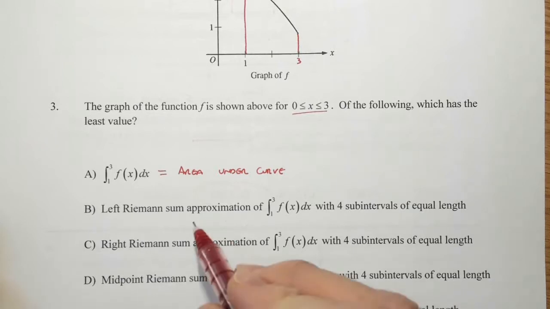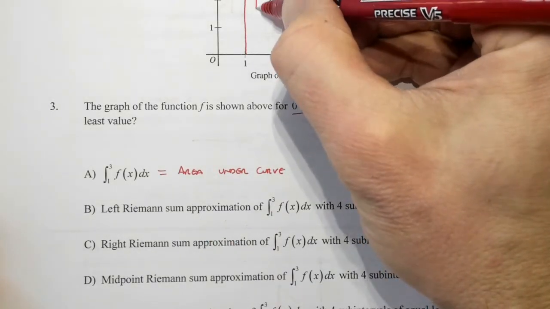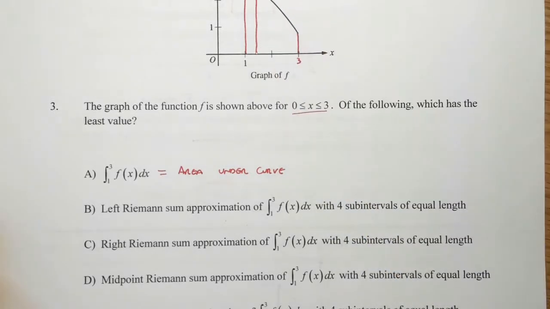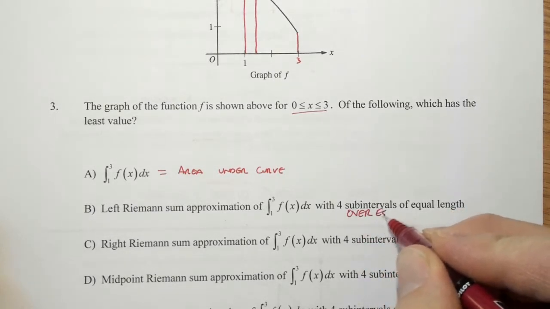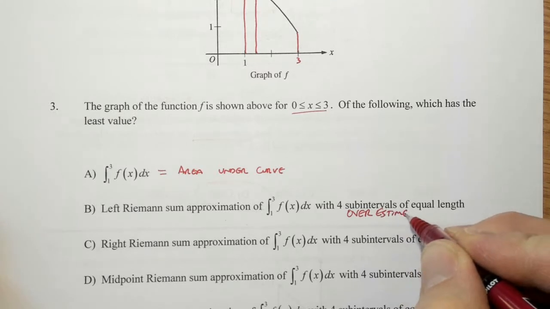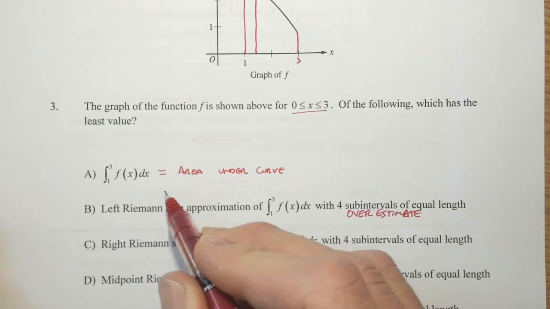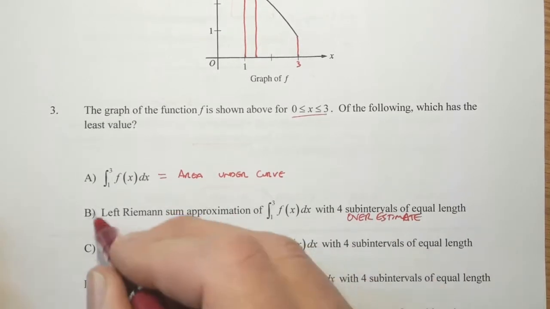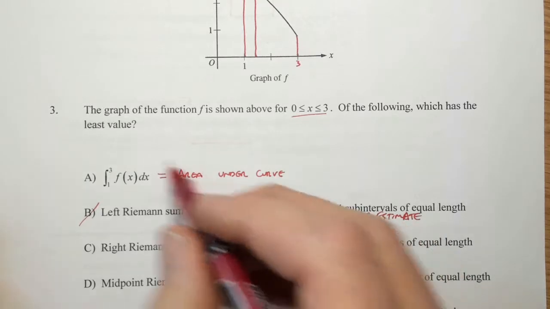Now, a left Riemann sum is going to be a situation like this, where the rectangles are above the curve because the function is decreasing. So this is going to be an overestimate. We know that the integral from 1 to 3 is the actual area under the curve, so this one's definitely out because an overestimate will be larger than the actual area, and we are looking for the smallest value.